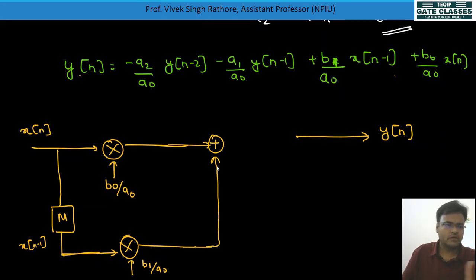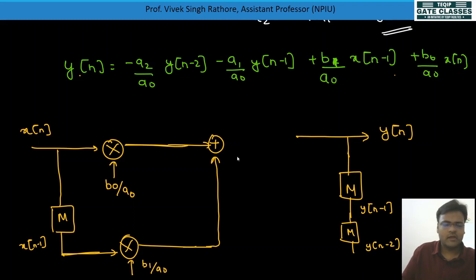Okay, so here on the left hand side we got x, on the right hand side y of n is there. You can tell that y of n minus 1 is also there, so one delay will be used here so that we can get y of n minus 1. But here y of n minus 2 is also there, so one more delay factor will be coming, so we'll get y of n minus 2.